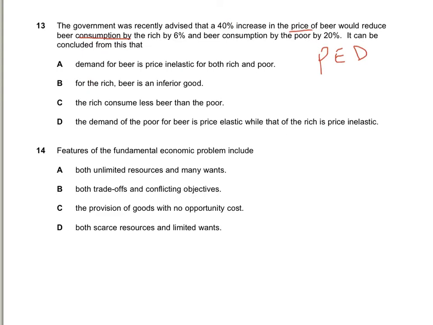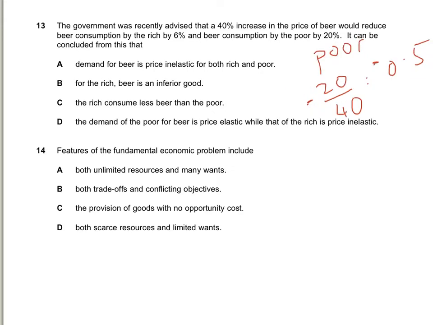So 13 is another number-based question. And given that there's some data and percentages already available, you're probably going to need to use your calculator. I've underlined the fact that it's PED because we've got a change in price up here, and as a result, a change in quantity. So using the numbers, I've just calculated the price elasticity of demand for richer groups, which produces an answer of negative 0.15, which is therefore inelastic.